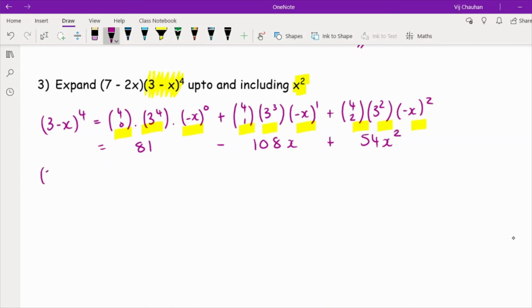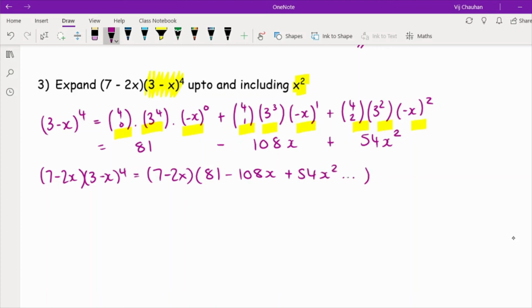Returning to the question, I've got (7 minus 2x)(3 minus x) to the power of 4 is going to be equal to 7 minus 2x, and then 81 minus 108x plus 54x squared. Again, I only need to go that far because I'm only interested in going up to x squared. Expanding those brackets out, I get 567 minus 756x plus 216x squared minus 216x cubed plus 108x to the power of 4.